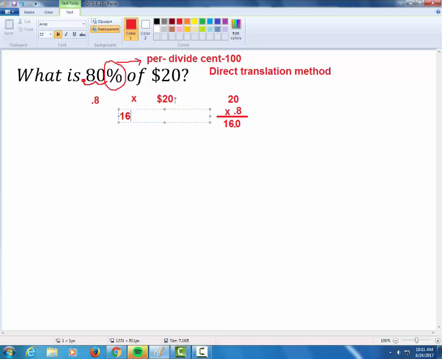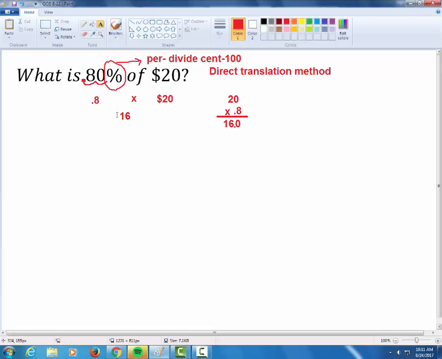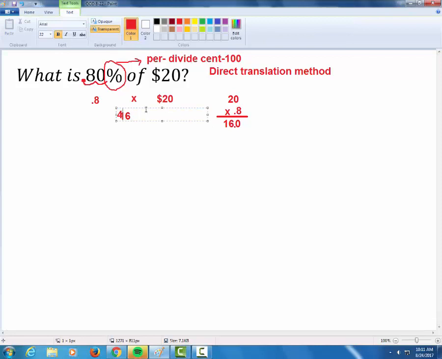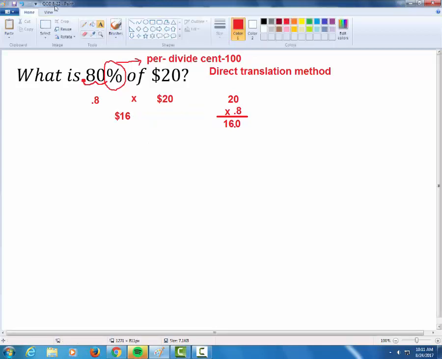Now, of course, this was 80% of $20, not 20 fish or 20 pumpkins or 20 of anything else. And so my answer is going to be in dollars. $16. And that is our final answer. I'm going to circle it.